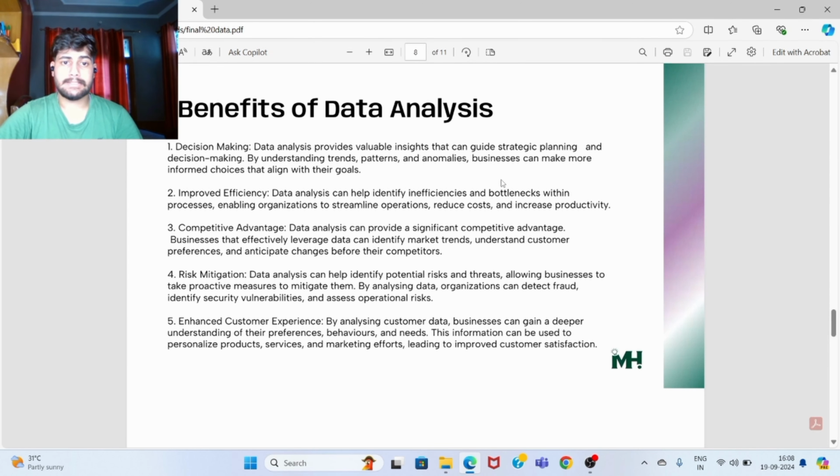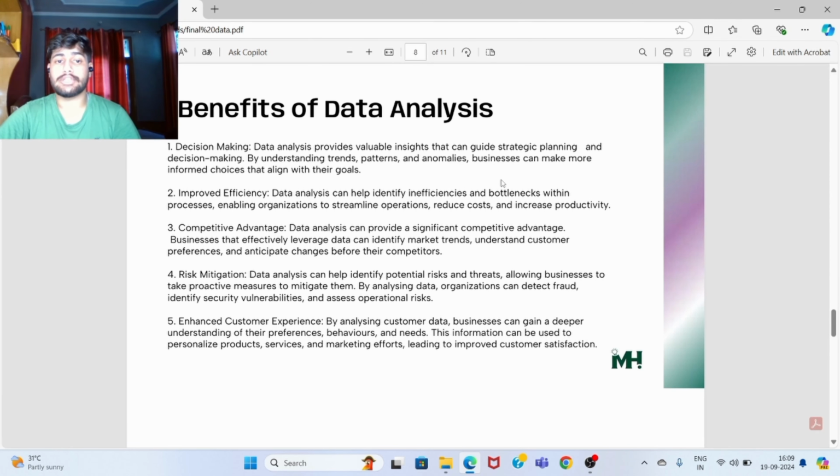Second, we have improved efficiency. Data analysis can help in identifying inefficiencies and bottlenecks within processes, enabling organizations to streamline operations, reduce cost, and increase productivity. Third, we have competitive advantages. Data analysis can provide a significant competitive advantage to businesses that effectively leverage data, identify market trends, understand customer preferences, and anticipate changes before their competitors.